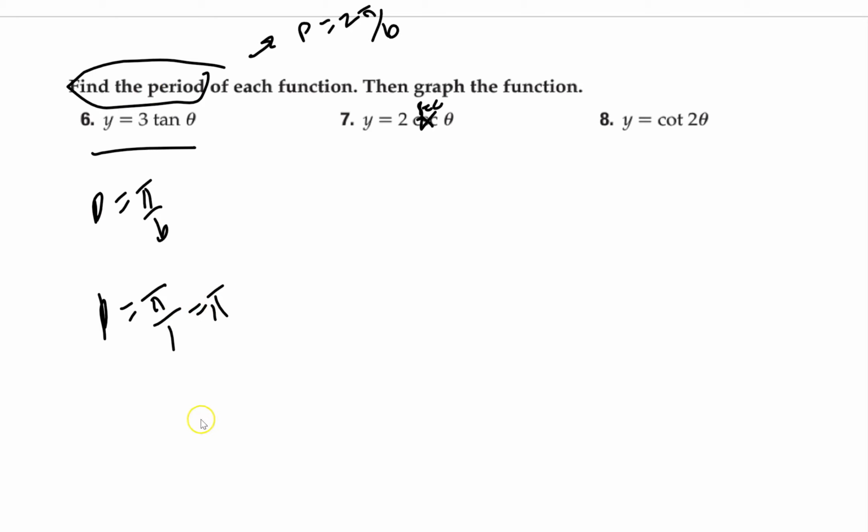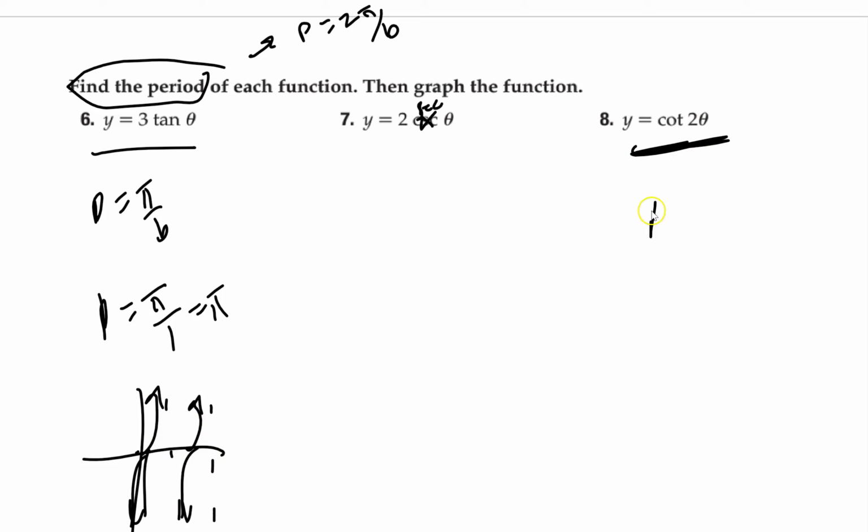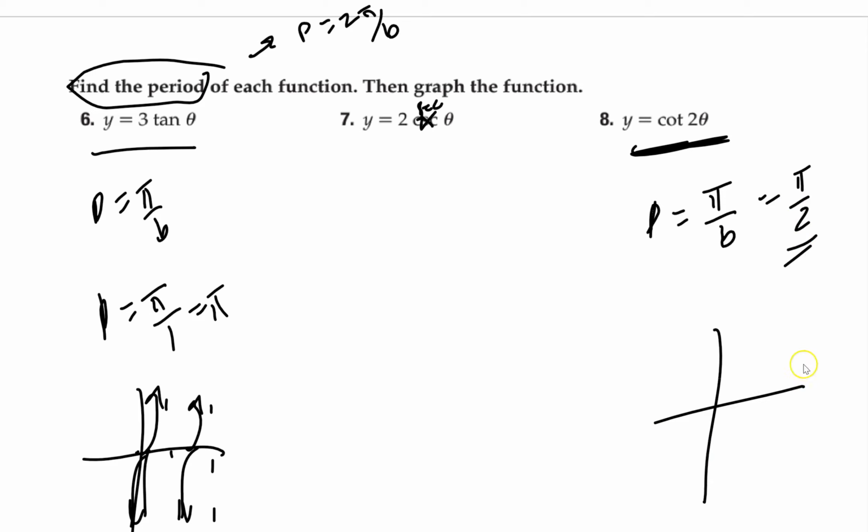If I want to graph that, I'll just have you do it in the calculator. You can see it looks like something to this effect. Same thing for cotan. The period is pi over b. In this case, it'll be pi over 2. If I was going to graph it, now cotan is a little different, but I'll have you do it in your calculator. It would be something to this effect. Those are very crude drawings of what I wanted to do.